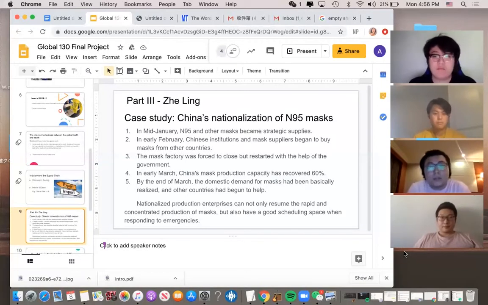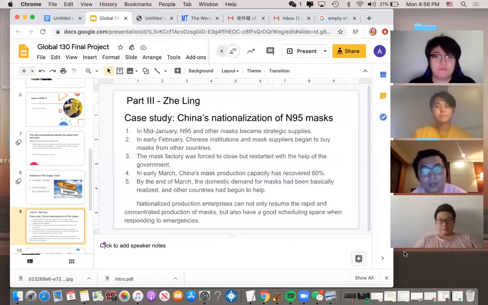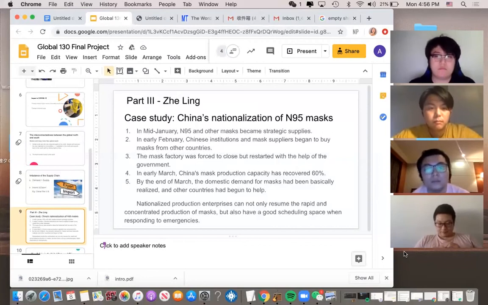Although the mask factories were forced to close and domestic mask production was in trouble, the production workshops could be restarted with the help of the government. Finally, in early March, China's mask production was restored by 30%. By the end of March, the domestic demand for masks had basically been met, and China began to provide assistance to other countries. So this time, before and after, was only about one month.